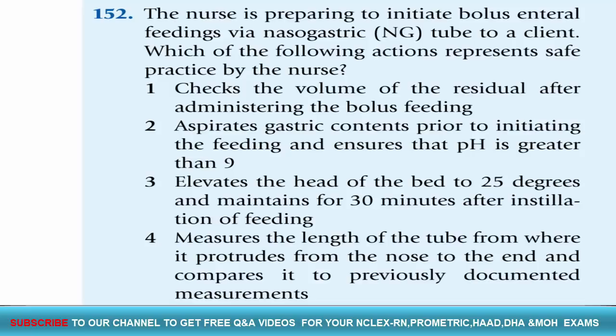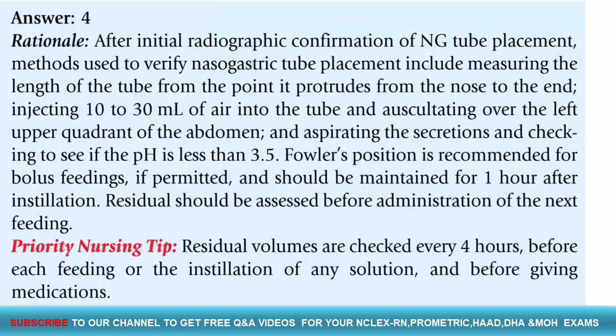4. Measures the length of the tube from where it protrudes from the nose to the end and compares it to previously documented measurements. Answer 4. Rationale. After initial radiographic confirmation of NG tube placement, methods used to verify nasogastric tube placement include measuring the length of the tube from the point it protrudes from the nose to the end, injecting 10 to 30 milliliters of air into the tube and auscultating over the left upper quadrant of the abdomen, and aspirating the secretions and checking to see if the pH is less than 3.5.